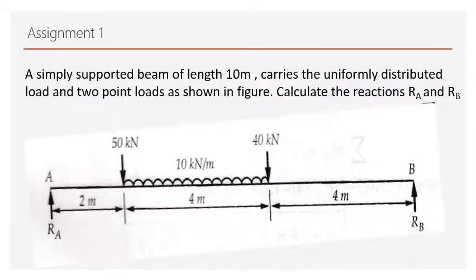Down here is an assignment problem similar to the problems which we solved already. Simply supported beam, three loads 50 kilonewton, 40 kilonewton, and 10 kilonewton per meter UDL is acting. Simply supported reactions would be the same, only one vertical reaction. Reactions are already shown in the diagram actually. So find out the support reactions RA and RB.